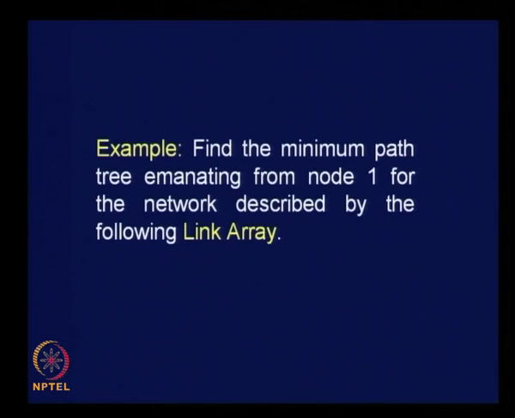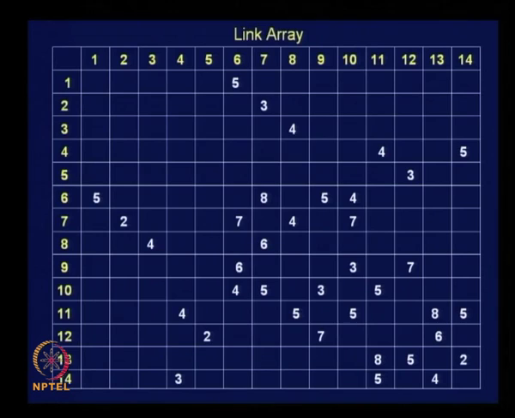To make understanding easier, we will consider the same link array table we discussed in the previous class. Find the minimum path tree emanating from node 1 for the network described by the following link array table. It is nothing but the table that we have already seen. There are 14 nodes in the network, and nodes 1, 2, 3, 4 and 5 are zone centroids, and other nodes are road intersections. Clear?